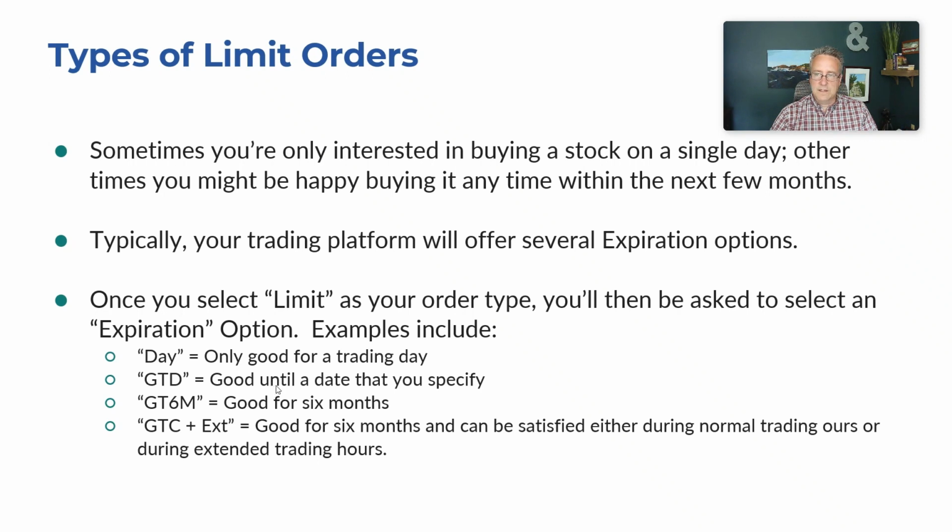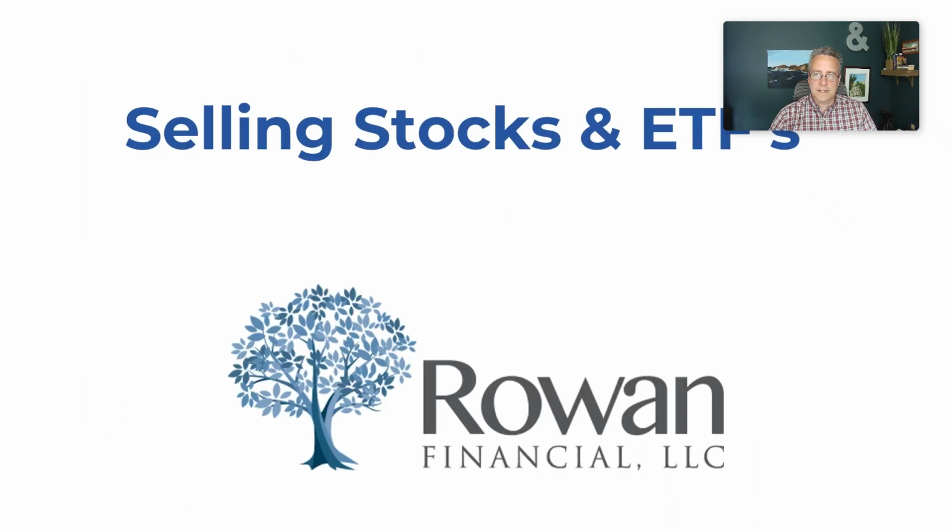So it's good until the date you specify. Good for 6 months is good till 6 months, GT6M. That's the code there. And then I don't know why this also isn't GT6M plus extended hours, but whatever. TD Ameritrade's is good till canceled is what they're meaning there, plus extended hours. So that will set the limit order for 6 months, and it can be satisfied either during normal trading hours or during extended trading hours. All right, let's look at selling.